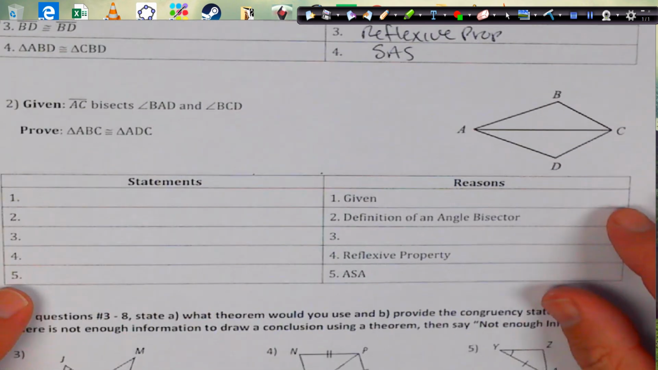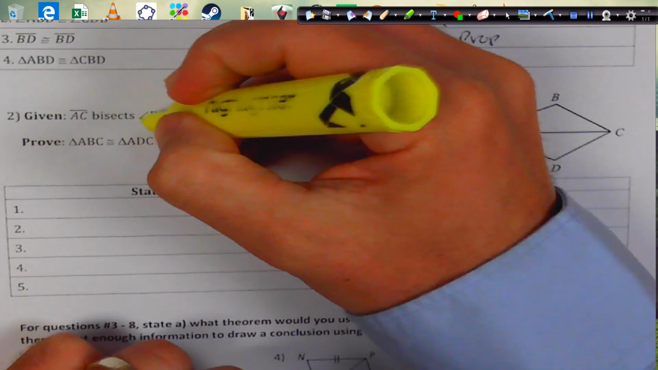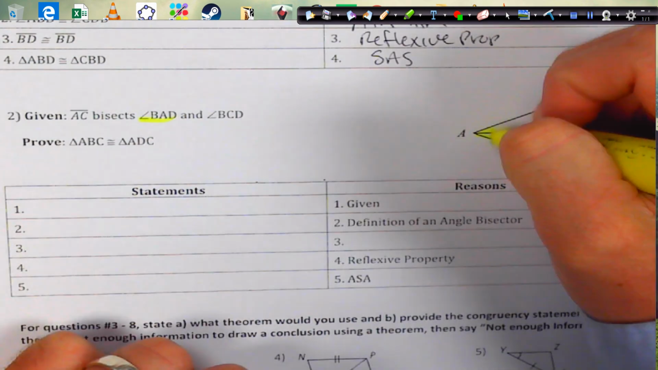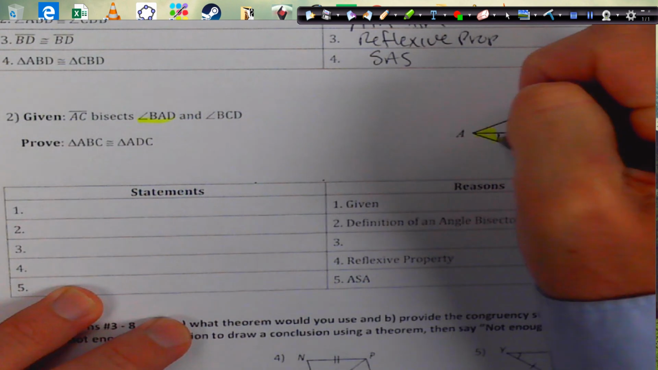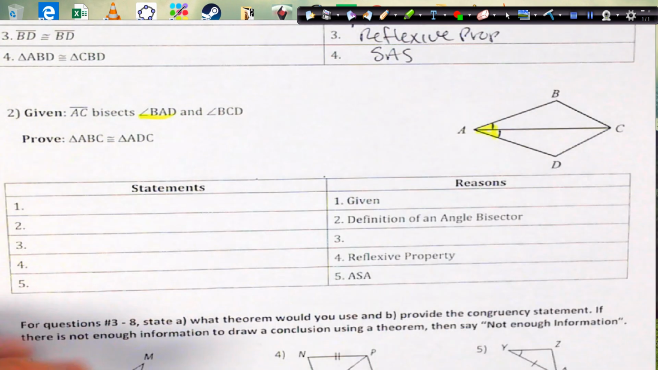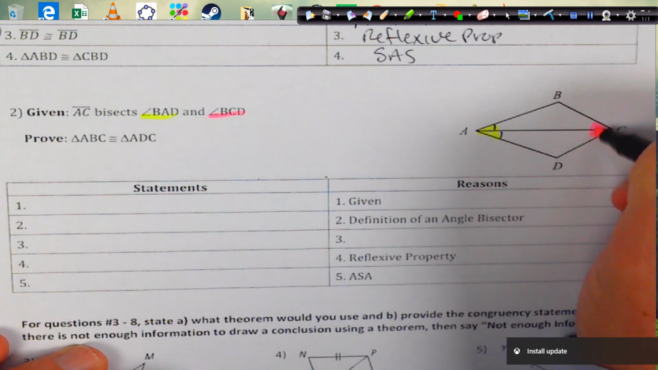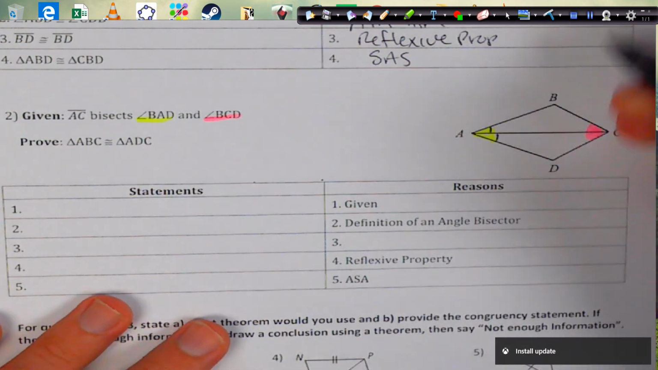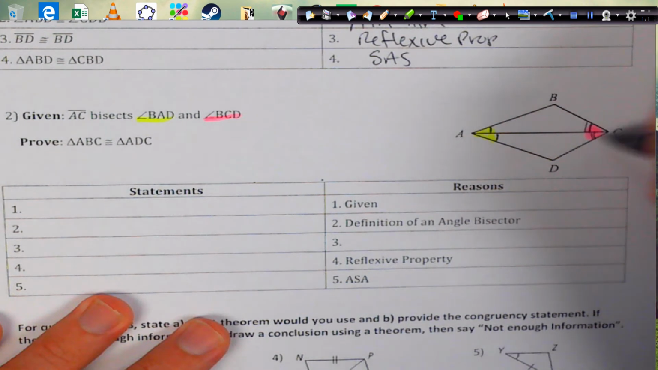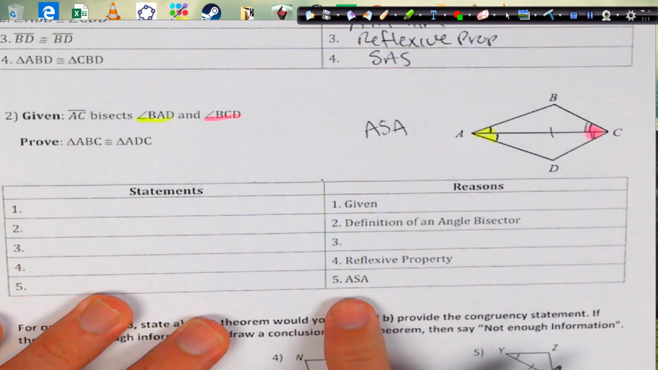Alright, here we go. AC bisects BAD. So BAD is this full angle here, but since it gets bisected, it gets cut into two congruent angles. So these two angles are congruent. And then BCD is this whole angle, and it's getting bisected. So we actually have these two angles are congruent as well, and then they share a side. So this looks like angle side angle. And you can see even in the proof they show that.